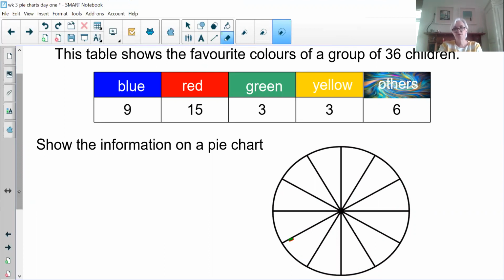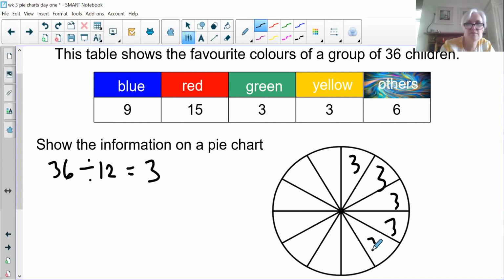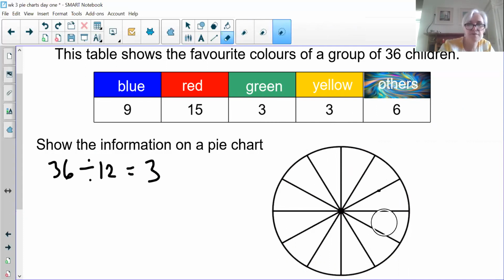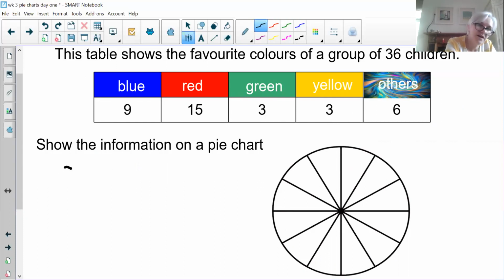And the first thing should have been to work out how much is each segment worth. Where you've got 12 segments on the pie, and you've got 36 children, you should have done 36 children divided by 12 segments of the pie, and you get 3. Each of these, all around, is worth 3. Okay? So how many then are blue? 9 children divided by 3, because each segment is worth 3, and 3 of your segments should be blue, which is a quarter.